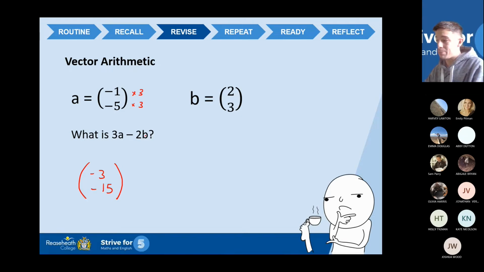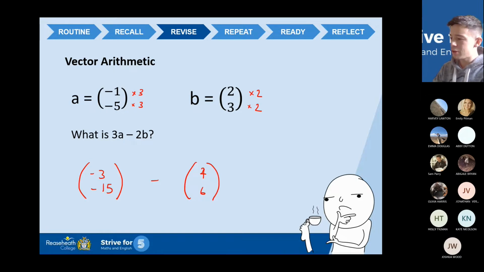Now I've got 2b. So that means times it by 2, doesn't it? So times by 2, times by 2. Well, 2 times 2 is 4. And then 3 times 2 is 6. And what are we doing? We're subtracting. So I need to do minus 3 take away 4, which is minus 7. So the top number, minus 3 take away 4 is minus 7. And then minus 15 take away 6. That'll give me minus 21.